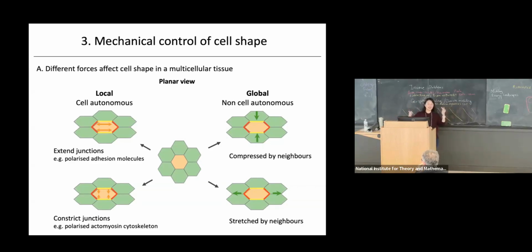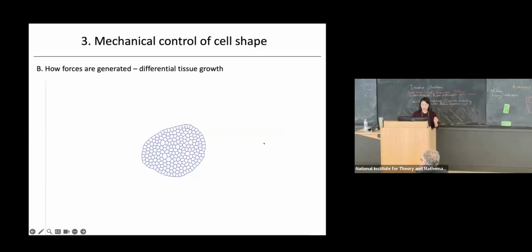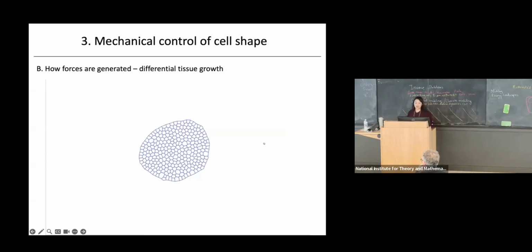So actually, control of a single cell shape in a multicellular context is a very complicated collective dynamic behavior, which again, I think is very hard intuitively for biologists to think about without trying to create models and predicting these behaviors, right? And so how are these global forces generated? One simple way could actually be through differential growth.